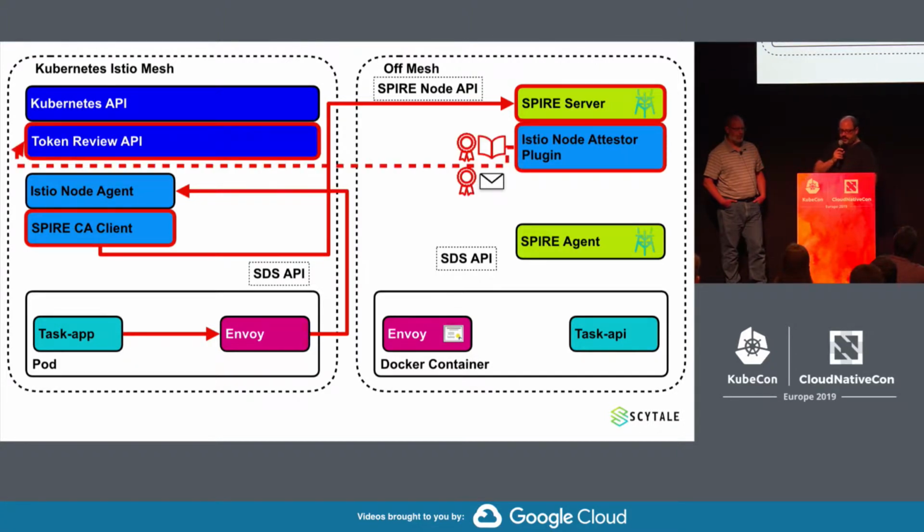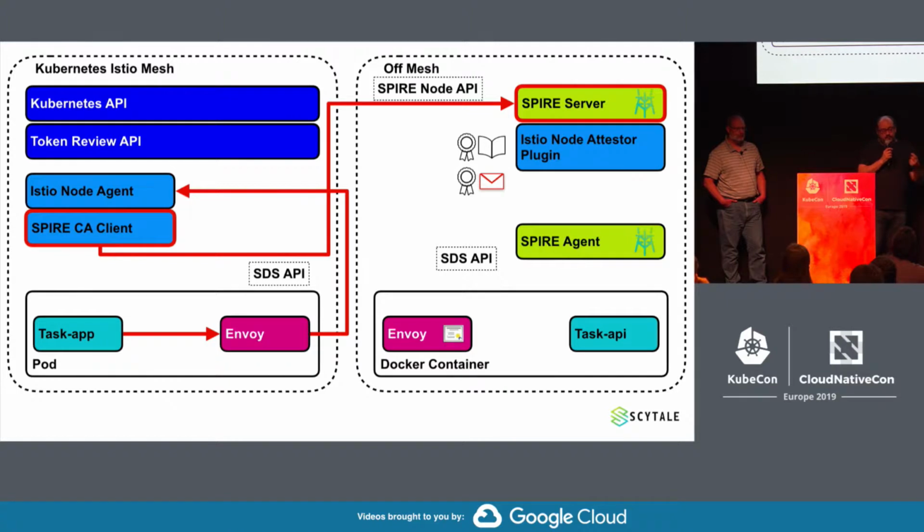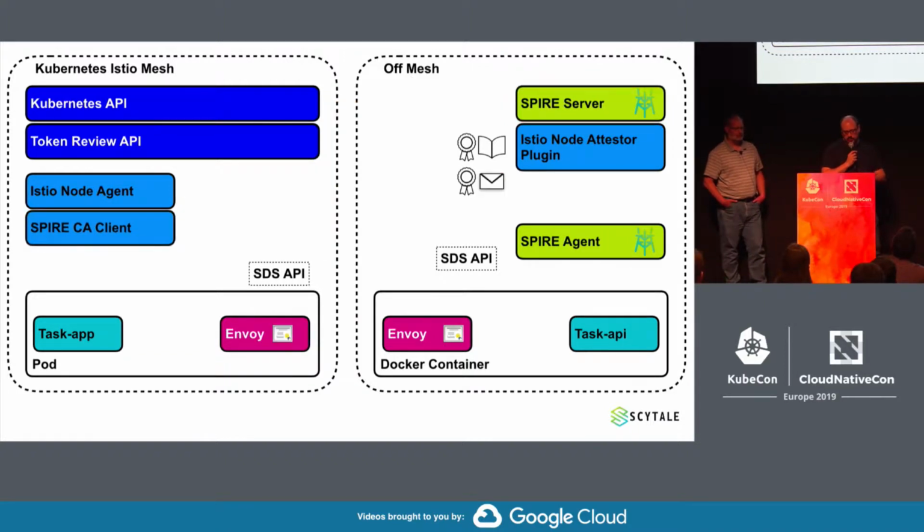And once we receive that, Spire will use the service account token and the bundle that it received to authenticate back to the token review API. And then it'll present the token that was delivered from the CA client. If that's verified, and if that's a valid token, then we will do the CSR request, and then we will deliver the SVID back to the Envoy proxy inside of the mesh. And now you can talk. The task app could now talk to the task API.